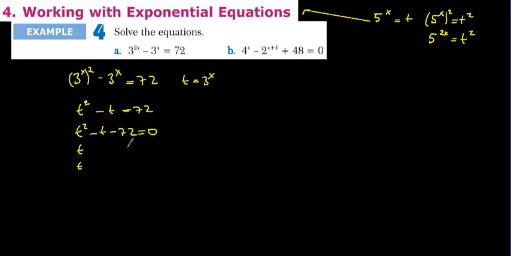You may factorize. 72 can be written as 9 times 8, and it should be minus 9 because the t value here is negative. The greater one must be minus 9. Minus 9t plus 8t, sum is minus t. Okay, t minus 9 times t plus 8 is equal to 0, and t is equal to 9, and t is equal to minus 8.